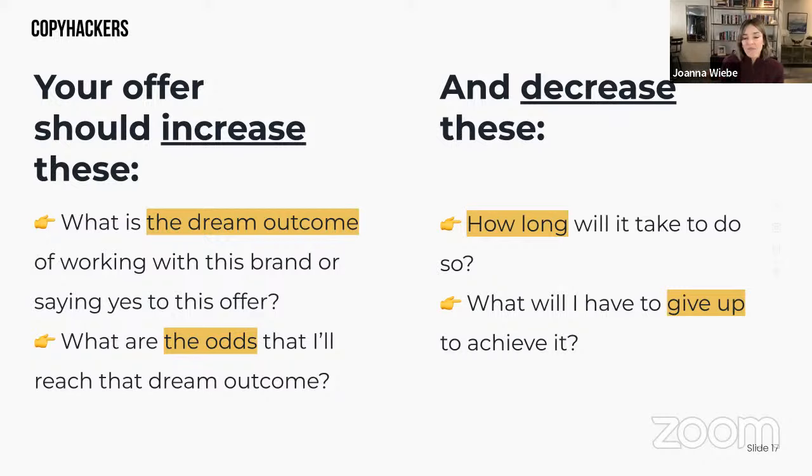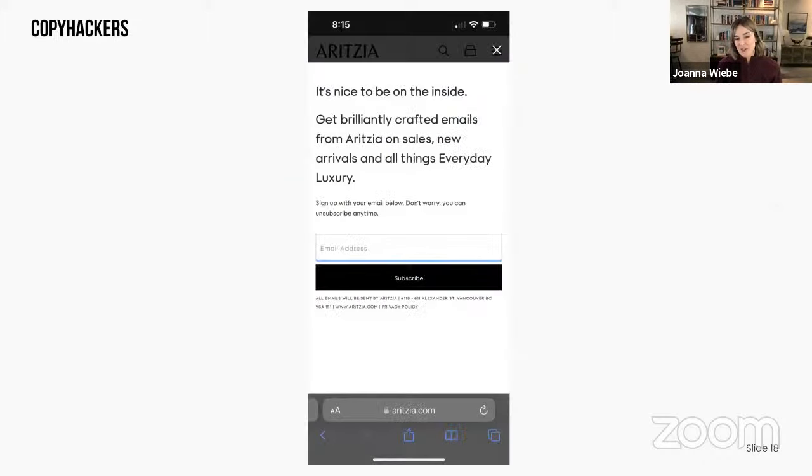And we want to decrease the other side. How long will it take for me to get there? What will I have to give up in order to achieve that dream outcome? I want it to take very little time, get me a win fast. And what will I have to give up? I want to give up less than I could even imagine having to give up to get this level of value, to get this dream outcome. That's when we start to get to an optimized offer. And it's important that you don't overlook any of these if you want to optimize your offer.